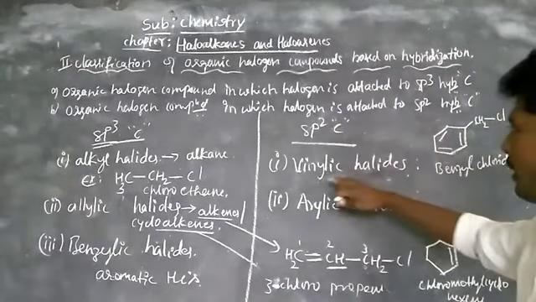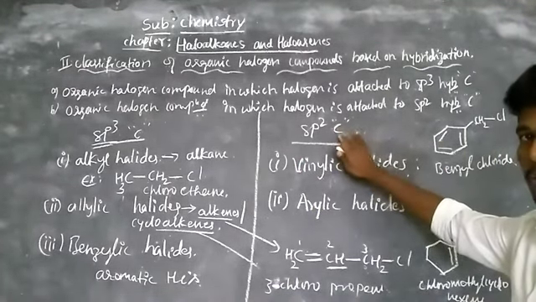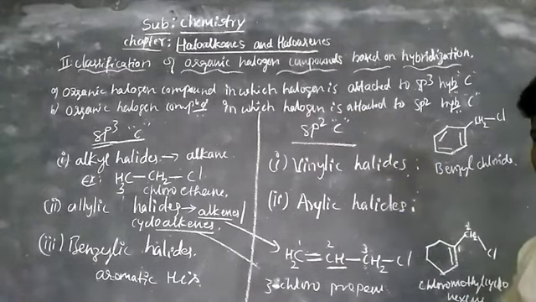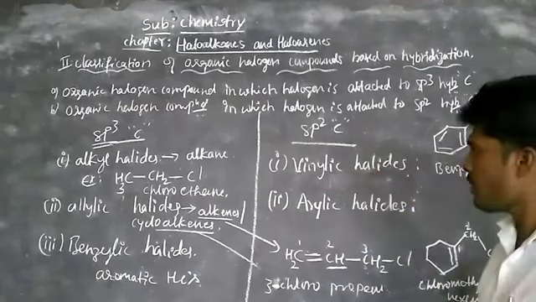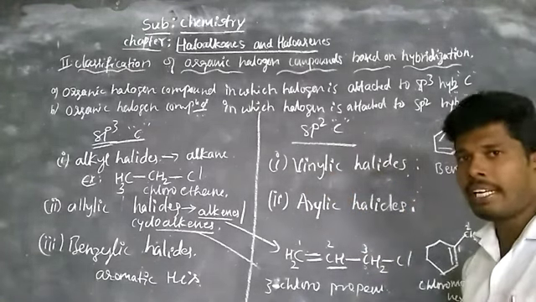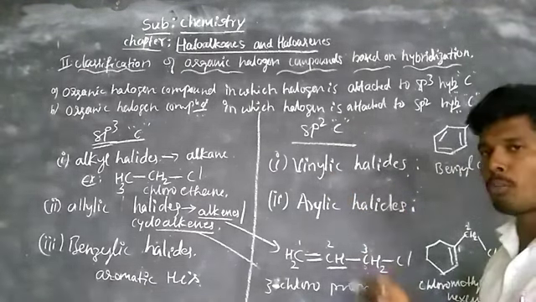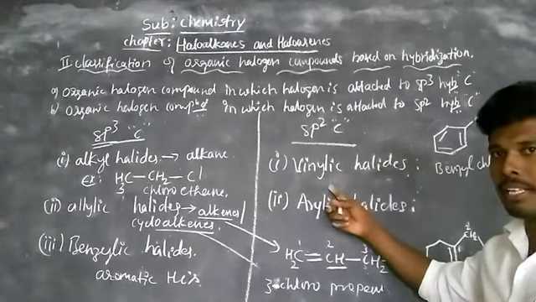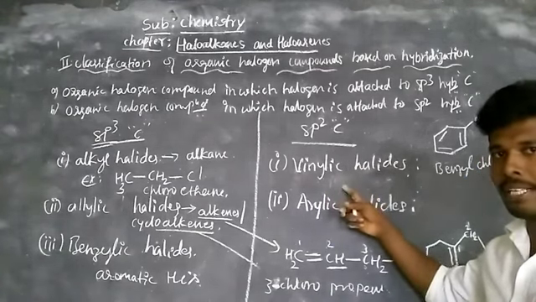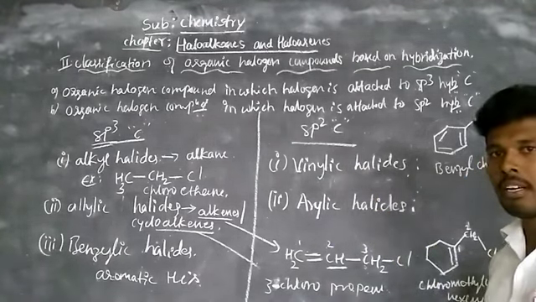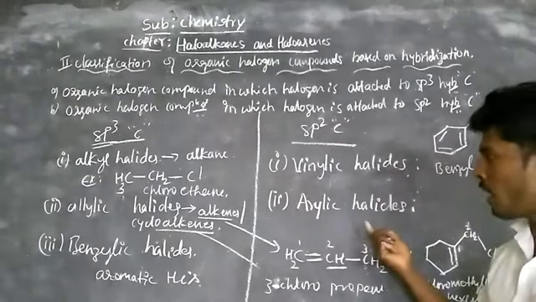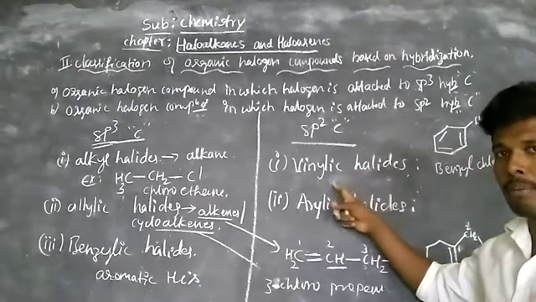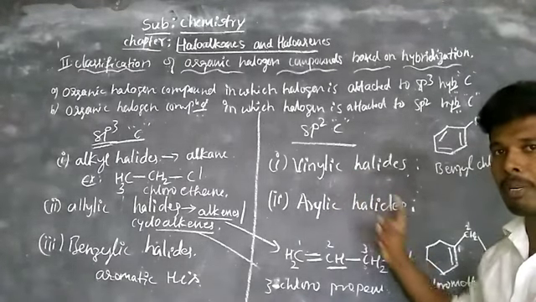Okay. Similarly, now coming to sp2 hybridized carbon compounds, that is halogen containing sp2 hybridized carbon. Here the first one is vinylic halides. So vinylic halide is nothing but these are also monohalogen derivatives in which the halogen atom is directly attached to the sp2 hybridized carbon of alkene or cycloalkanes. They may be alkenes or cycloalkanes, but the halogen must be attached to the sp2 hybridized carbon.